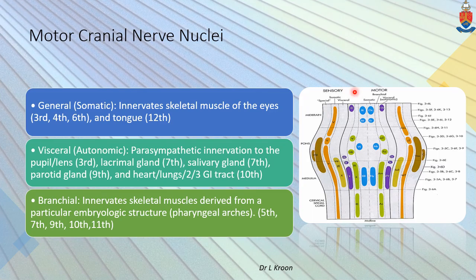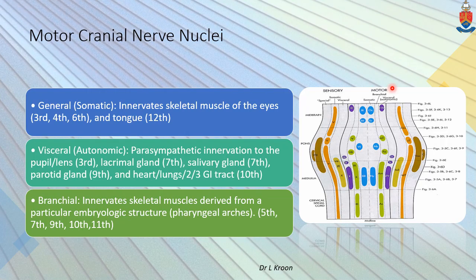The visceral motor will be the parasympathetic innervation to the pupil and the lens through the 3rd cranial nerve, the lacrimal gland and the salivary glands for the 7th cranial nerve, the parotid gland through the 9th cranial nerve, and the heart, lungs, and 2/3 of the GIT through the 10th cranial nerve or the vagus nerve. These are all the parasympathetic cranial nerves: cranial nerves 3, 7, 9, and 10. There are no sympathetic or visceral motor nuclei in the brainstem, as the sympathetic part originates in the posterior part of the hypothalamus.